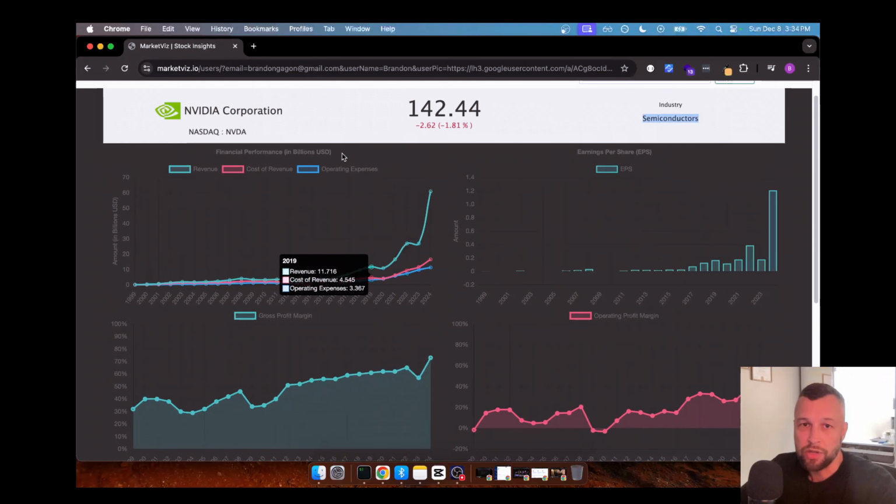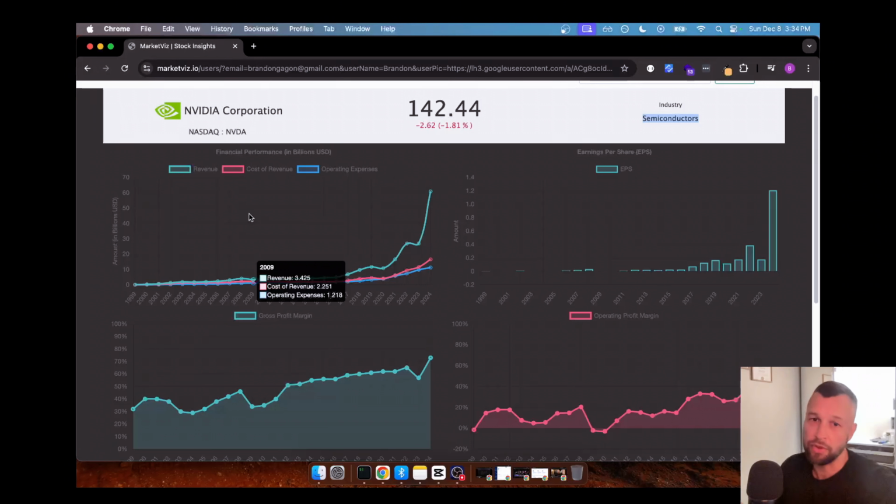Further down, we can actually see our first set of graphs. We see financial performance in billions. This is going back to 1999. The data sets that we have go back 30 years, or they'll go back as far as they exist for that particular company. So for this graph, we can actually see revenue, cost of revenue, and operating expenses.